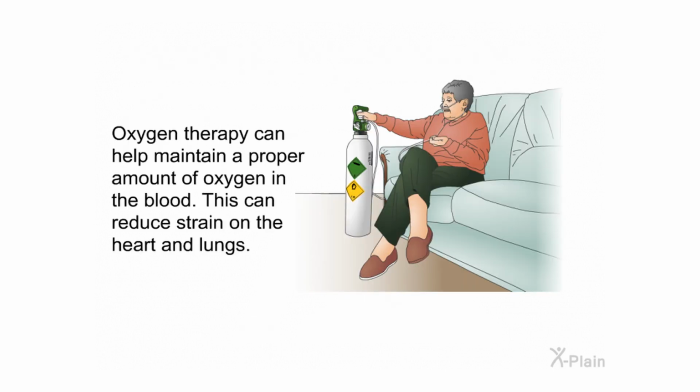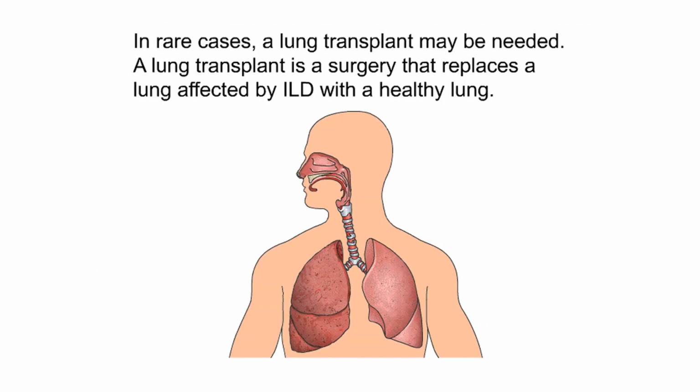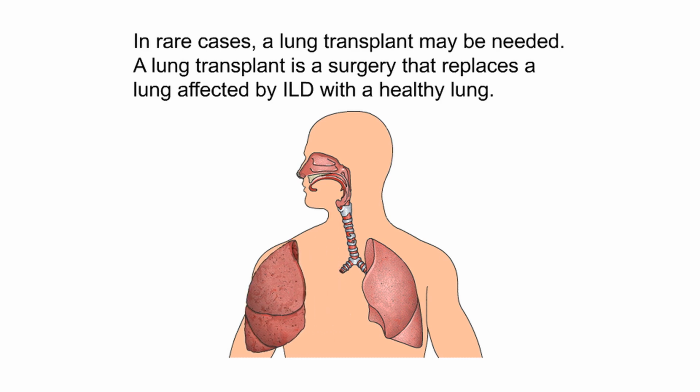Oxygen therapy can help maintain a proper amount of oxygen in the blood. This can reduce strain on the heart and lungs. Pulmonary rehabilitation can help improve the quality of life for people with ILD. Pulmonary rehabilitation uses exercise, breathing techniques, and psychological and nutritional counseling to help ease the symptoms of ILD. In rare cases, a lung transplant may be needed. A lung transplant is a surgery that replaces a lung affected by ILD with a healthy lung.